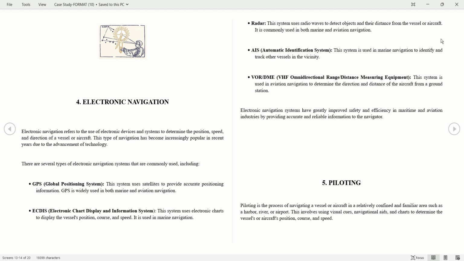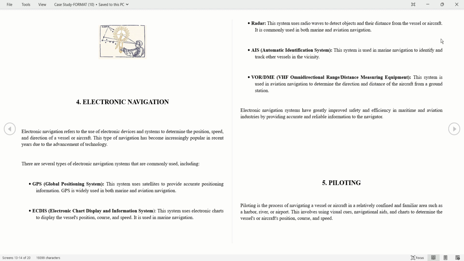There are several types of electronic navigation systems that are commonly used, including GPS, which is known as the Global Positioning System. The system of satellites provides accurate position information. GPS is widely used in both marine and aviation navigation. Then next is ECDIS, which is the Electronic Chart Display and Information System. This system is used for electronic charts to display the vessel position.